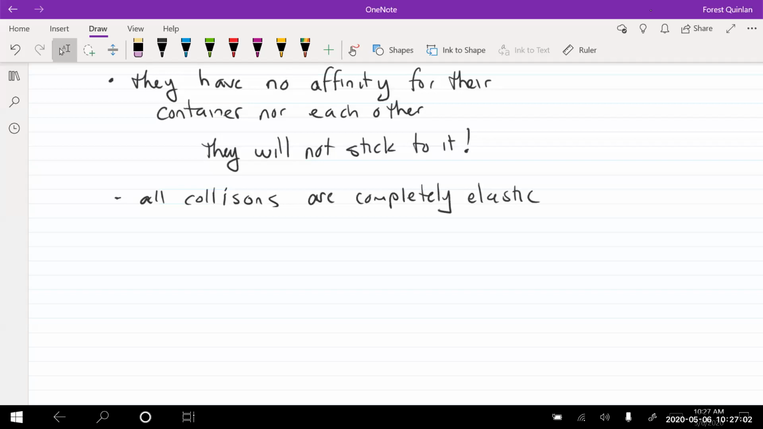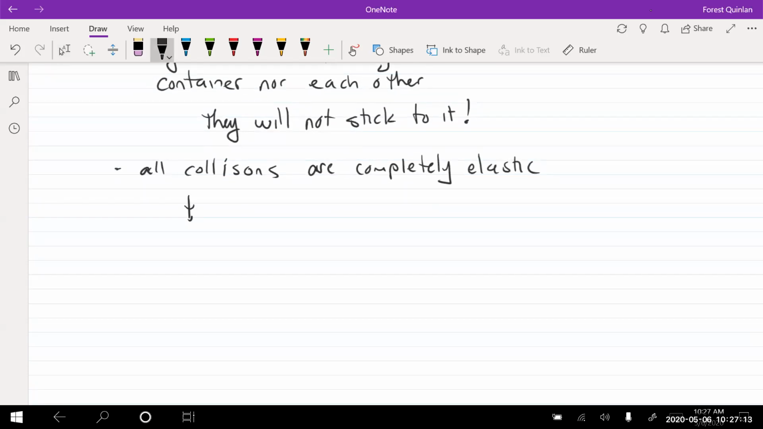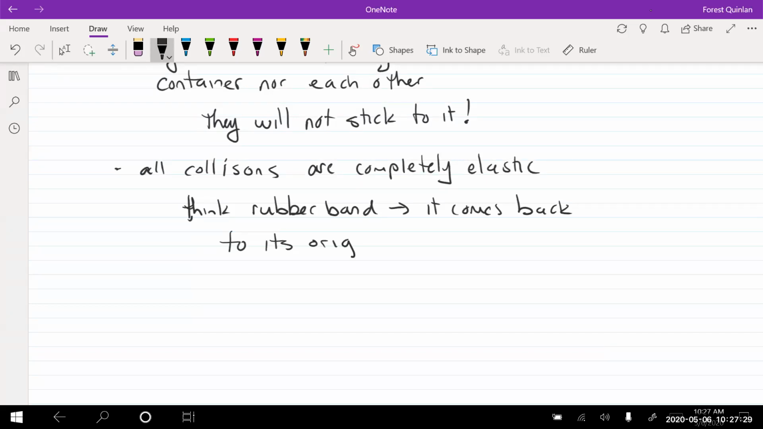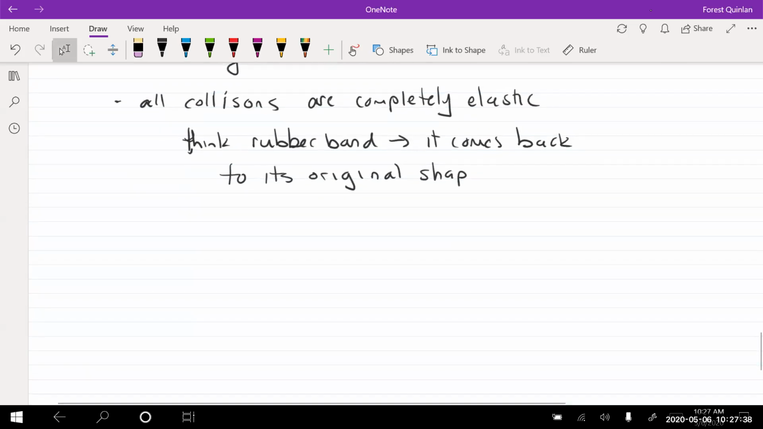Again, this whole section is about you guys just using your intuition. If you're thinking more than half a second, you're thinking too long. All collisions are completely elastic. Think rubber band. It comes back to its original shape. What this really means is they do not lose energy.